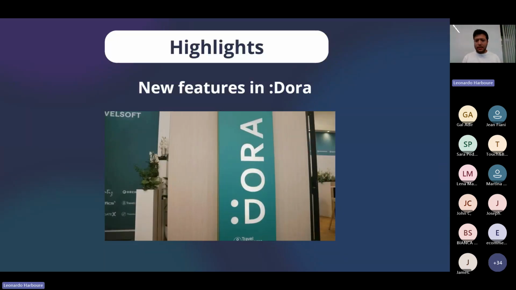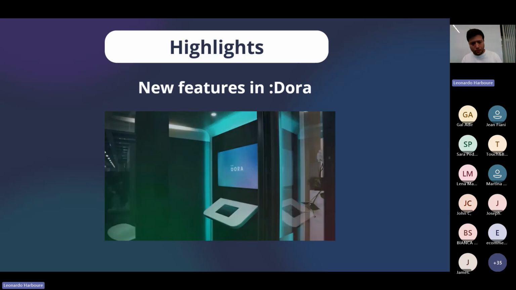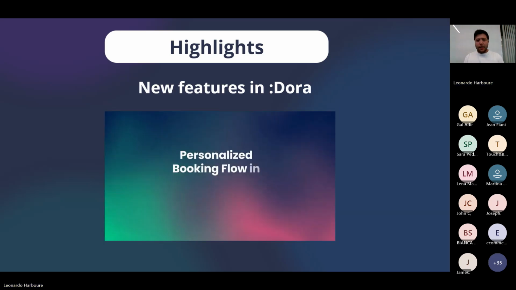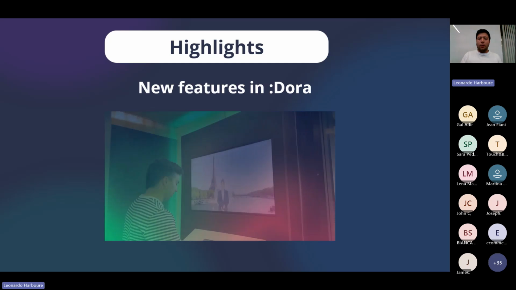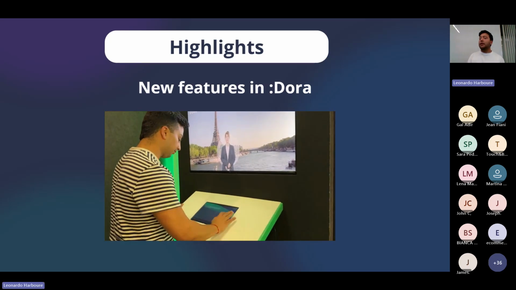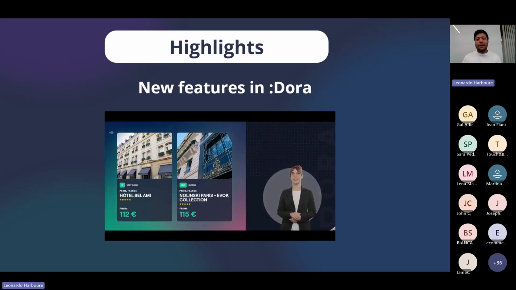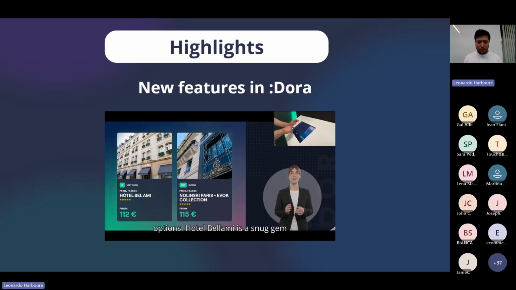This is our Dora. This is the cabin. It's available in 2 different models. For Dora, you can now personalize your booking flow. This is a colleague of us that is looking for a hotel in Paris. And there's Dora, giving the results based on the search. Now Dora is explaining a little bit the location of the hotel, what is included in the hotel, where the facilities are in there.